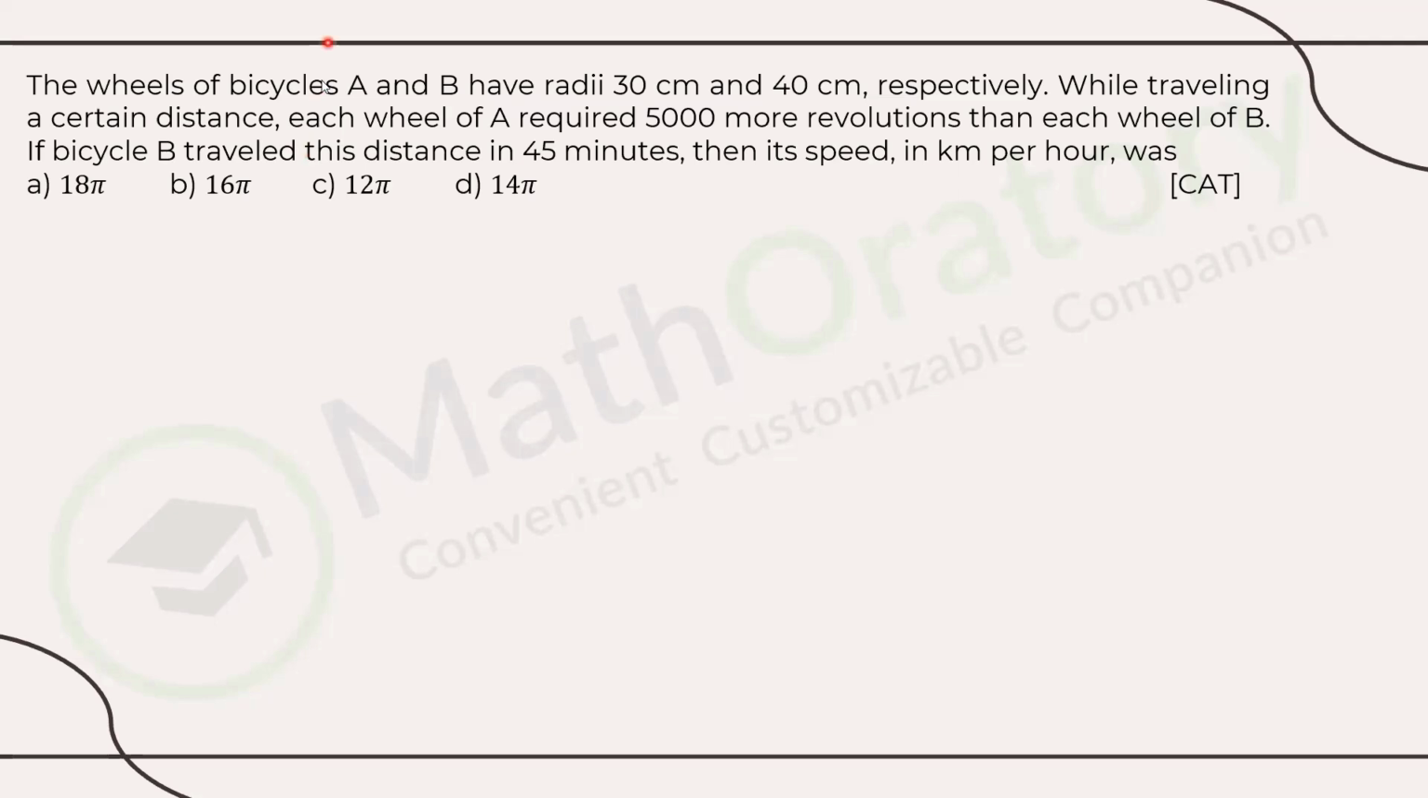So now that we have understood this, let us simply solve this. We have two tires, A and B, or two bicycles, A and B. So I'm just considering one tire of A and one tire of B. Everything I'm going to write here is from the perspective of one tire of A and one tire of B.